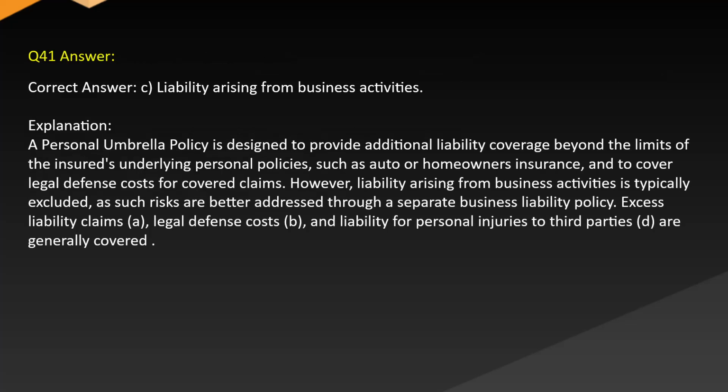Correct answer: C. Liability arising from business activities. Explanation: a personal umbrella policy is designed to provide additional liability coverage beyond the limits of the insured's underlying personal policies, such as auto or homeowners insurance, and to cover legal defense costs for covered claims. However, liability arising from business activities is typically excluded, as such risks are better addressed through a separate business liability policy. Excess liability claims, A, legal defense costs, B, and liability for personal injuries to third parties, D, are generally covered.